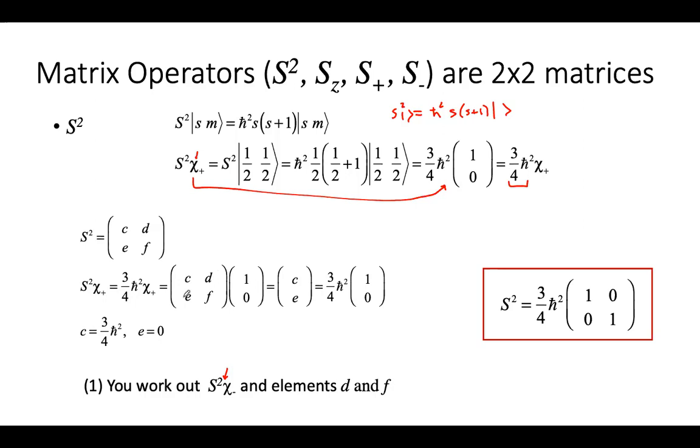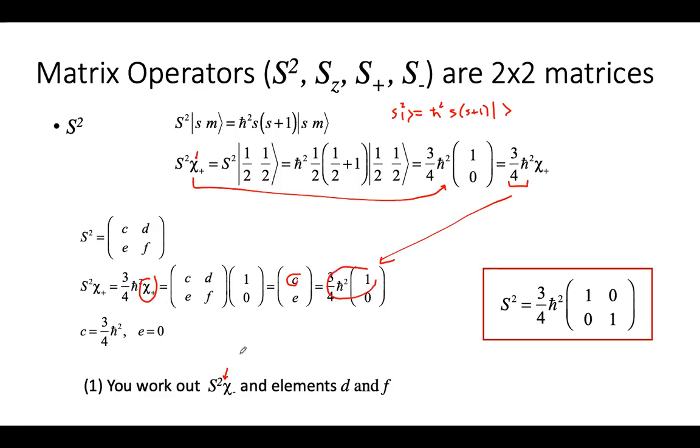I don't know these guys, but I know it's 1, 0 because I chose to work out S squared on chi plus, the upstate. So if I take that, multiply it by that, let's see, C times 1, D times 0, E times 1, F times 0, that's CE. And we know, because we worked this, that's that guy right there. That's 3/4 H bar squared is an eigenvalue times the upstate. And so that tells me exactly what C has to be, right? C has to be that, and it tells me what E has to be.